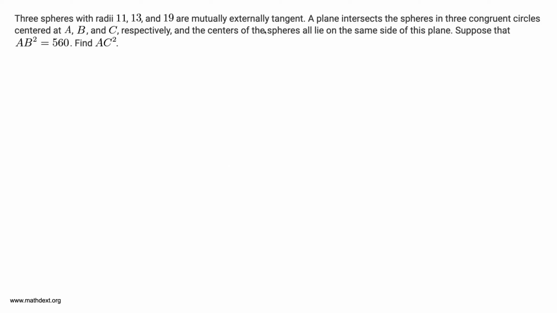We have a plane intersecting the spheres and it's going to intersect each sphere in such a way that the three intersection cross sections are congruent circles, and their centers are A, B, and C respectively. So if this is the sphere with radius 11, and you have this cross section, and its center is A, and it's going to have the same radius as the sphere with radius 13, which has this cross section, and its center is B. These two circles are going to have the same radius.